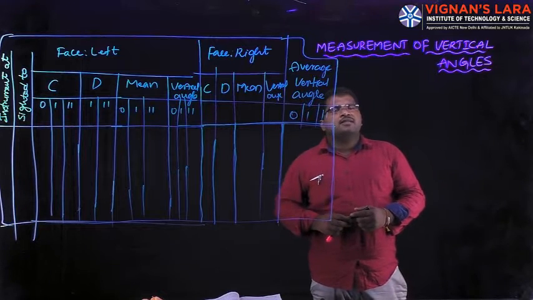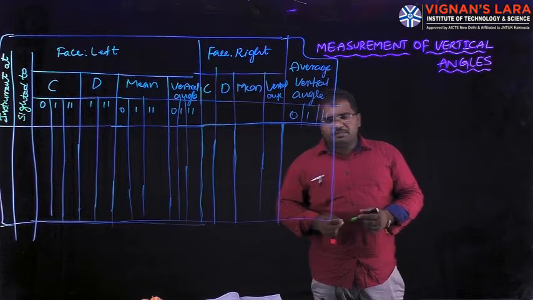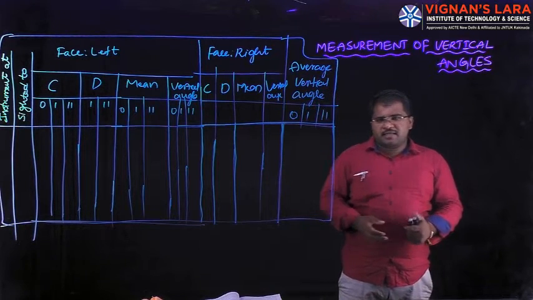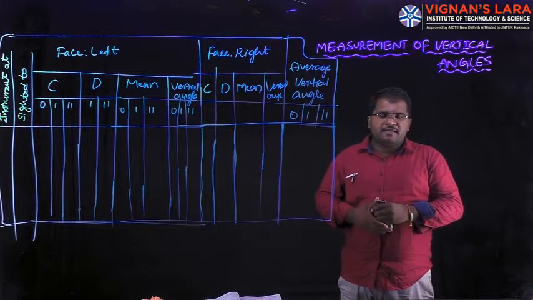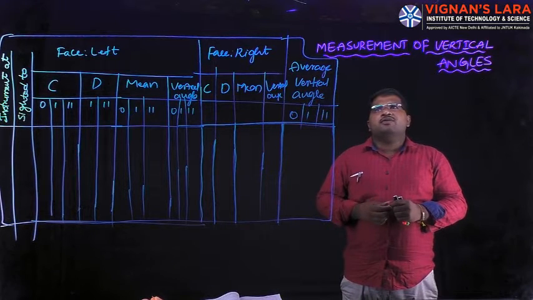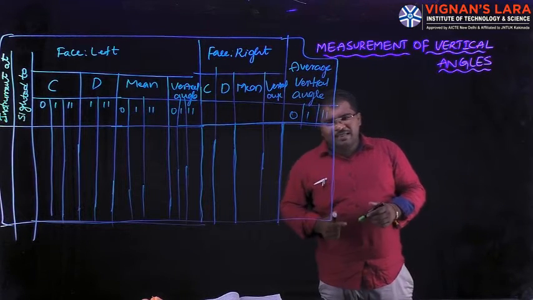Okay, so the next topic is measurement of vertical angles. Up to the previous lecture, we studied the measurement of horizontal angles, and now we are going to see the measurement of vertical angles. So what is meant by vertical angle?